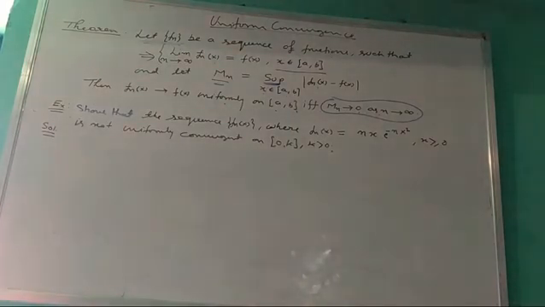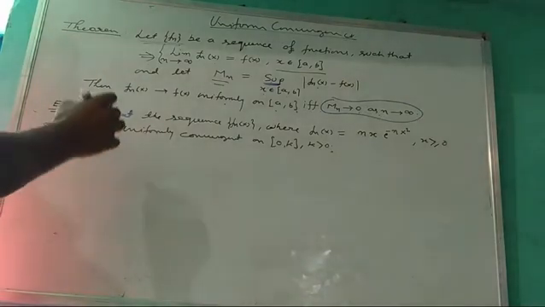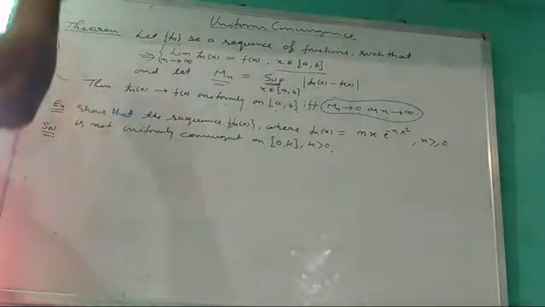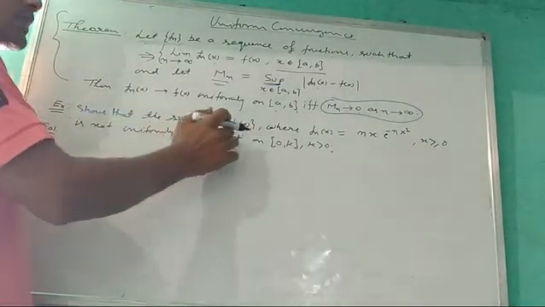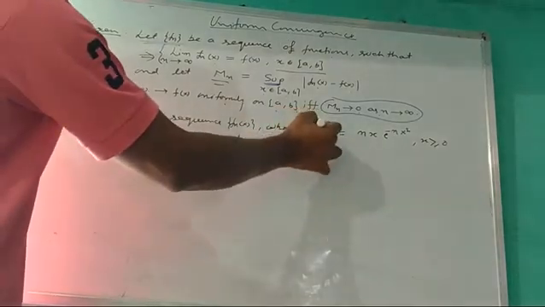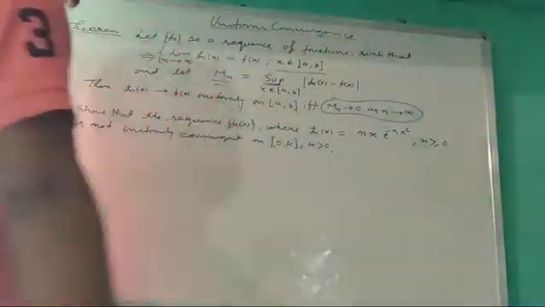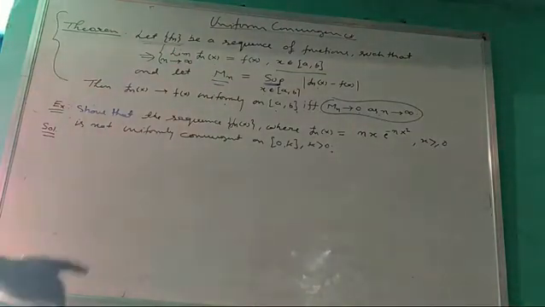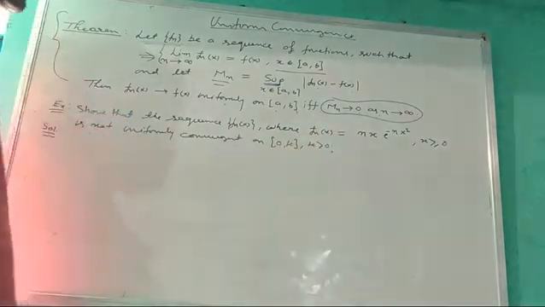Today we will solve another example of uniform convergence with the help of this theorem. We knew about this theorem in our previous lecture, and the question is: show that the sequence fn(x), where fn(x) equals this, n x e to the power minus n x square, x greater than or equal to 0, is not uniformly convergent on the interval 0 to k, where k is greater than 0. Okay.